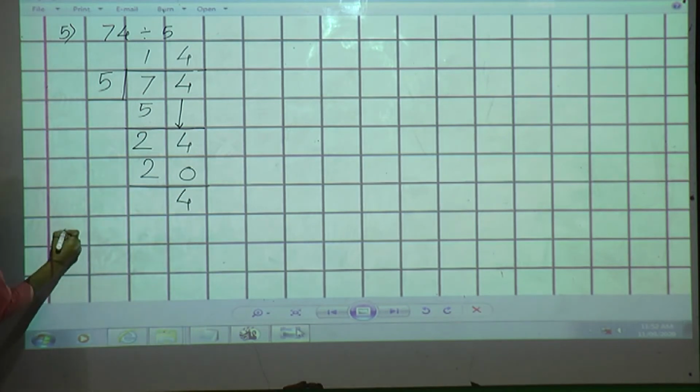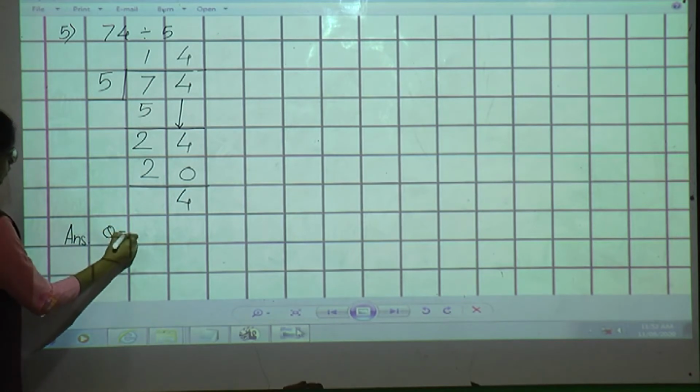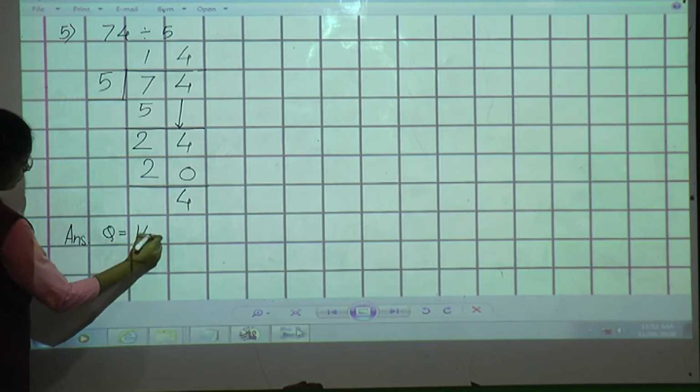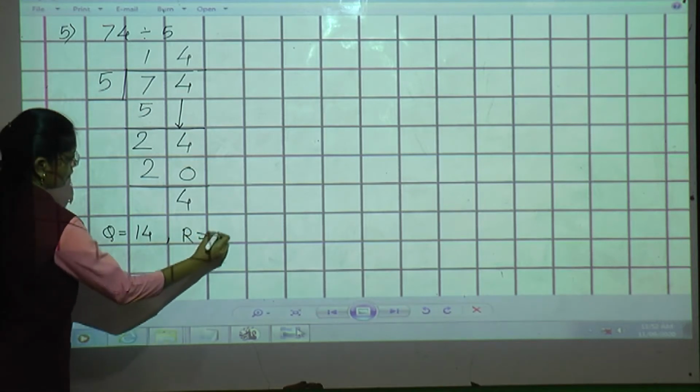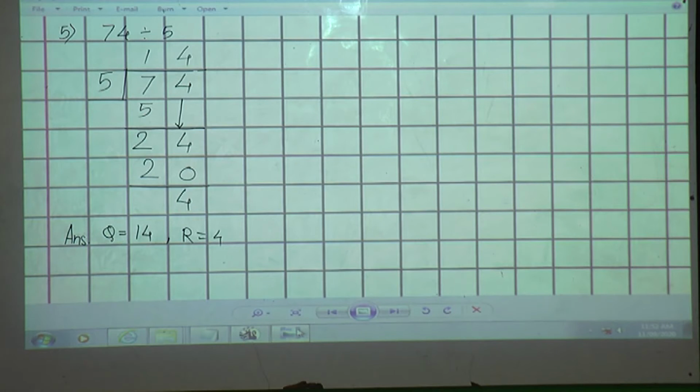Okay. So here you have to write the answer in this way, that is, quotient Q is equal to what? 14 and R is equal to 4. Okay. Quotient is 14 and remainder is 4. Clear? Okay. Then we will take the next example, that is the sixth one, 68 divided by 3.